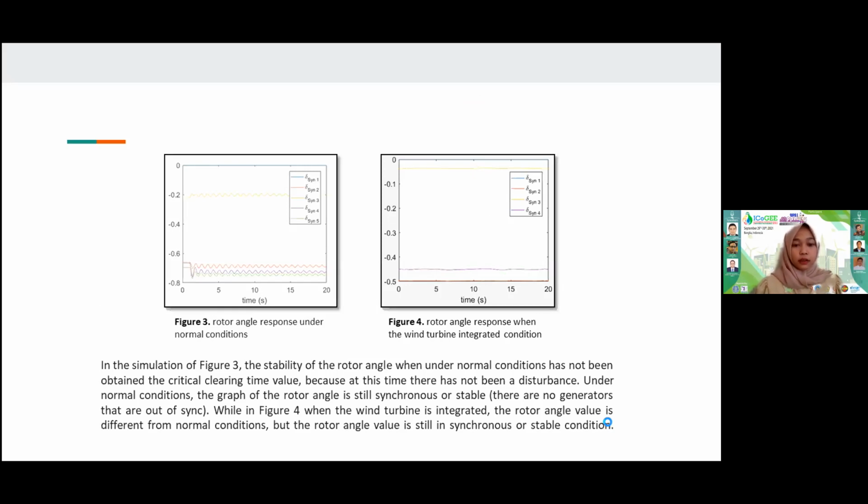In the simulation of figure 3, the stability of the rotor angle under normal conditions has not yielded a critical clearing time value because at this time there has not been a disturbance. Under normal conditions, the graph of the rotor angle is still synchronous or stable, and there are no generators that are out of sync. While in figure 4, when the wind turbine is integrated, the rotor angle value is different from normal conditions, but the rotor angle value is still in a synchronous or stable condition.